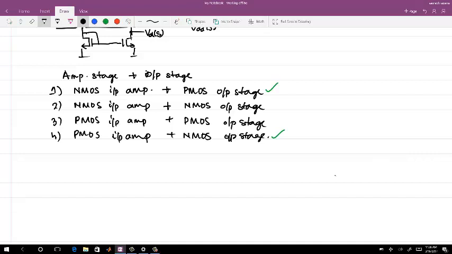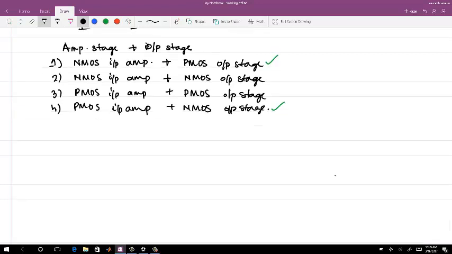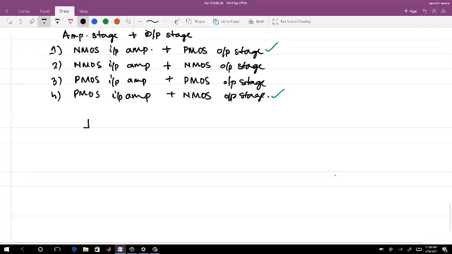The only problem while using an NMOS output stage is that you need to have a larger overdrive. You cannot have a low dropout voltage across the NMOS transistor. That's the problem. So let's see both of them. Let's say we can have whichever amplifier we want. The supply voltage is limited in both the cases, something like 1 volt.